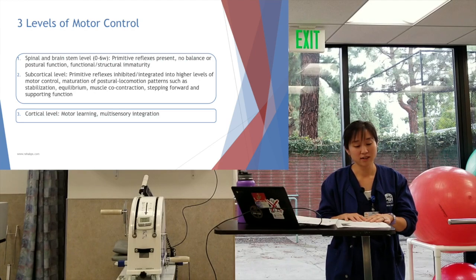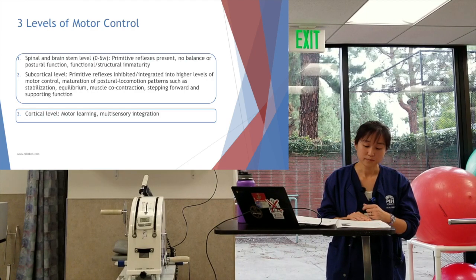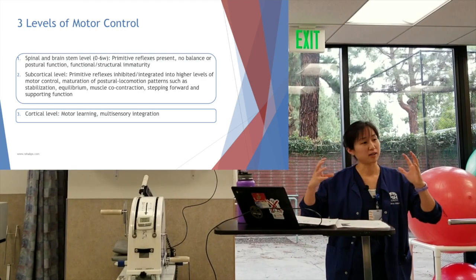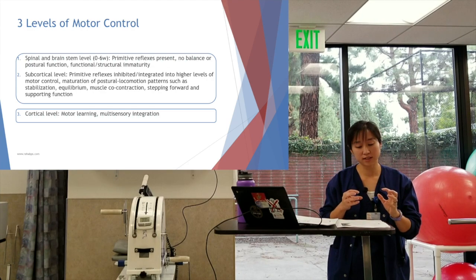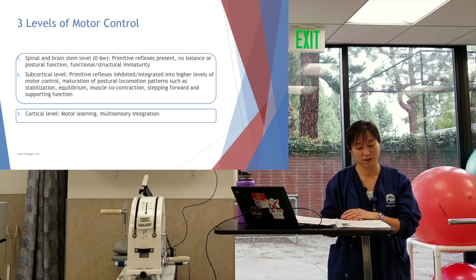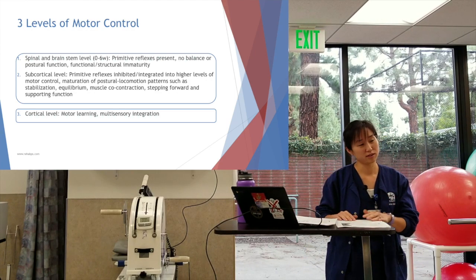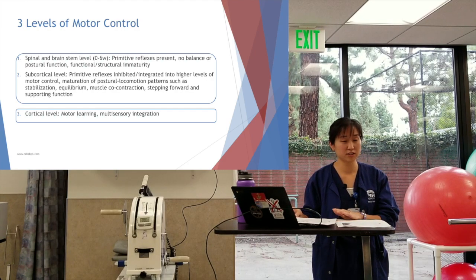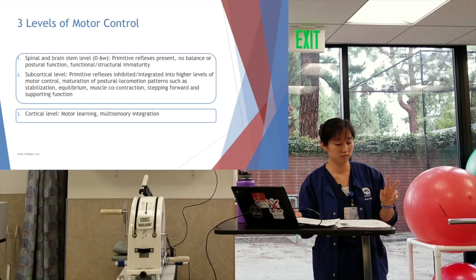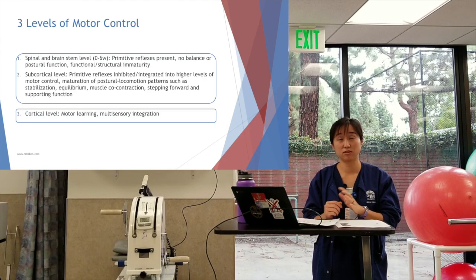And then at the subcortical level, you start to integrate the primitive reflexes into higher levels of motor control. Your locomotor patterns start to mature, and then you become more stable, and muscles start co-contracting, working together to eventually get the baby to start walking. And then the third one is higher level, like kicking a ball or running or sports, where it's multisensory and you're learning, and so it's cortical. So for DNS purposes, it's mainly the first two that are used for assessment and treatment.